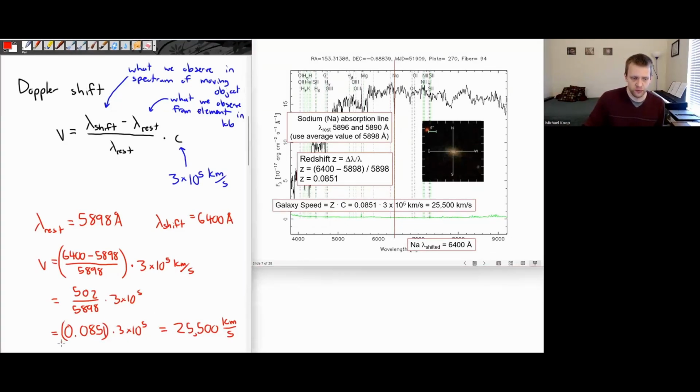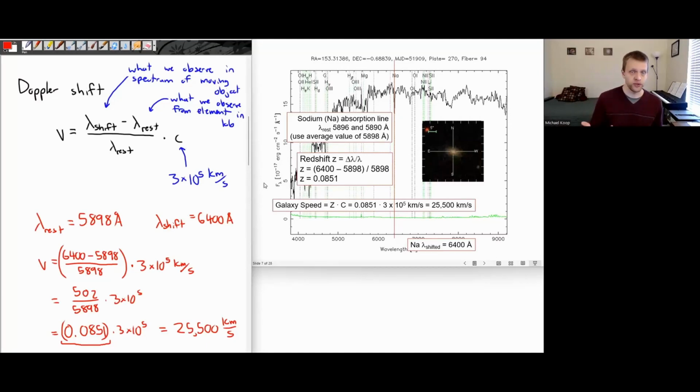And this term here, sometimes we refer to this as the redshift. That decimal value you get before multiplying by the speed of light is sometimes referred to as the redshift, and that's denoted by a lowercase z. We're not going to worry about that one too much. Basically, we always want to get to this final answer, how fast is the galaxy moving? So this galaxy is moving at around 25,500 kilometers per second, and that is going away from us. When you get positive values for this, that just means it's moving away.